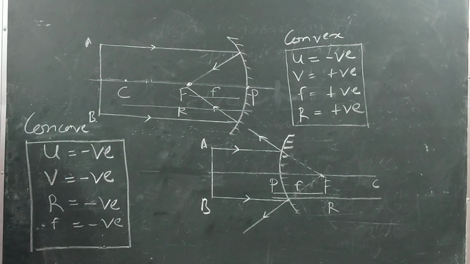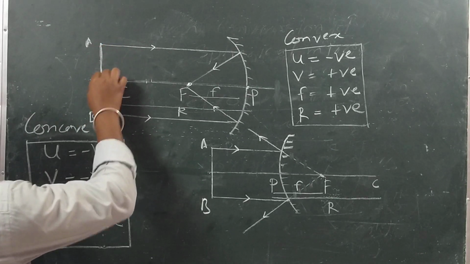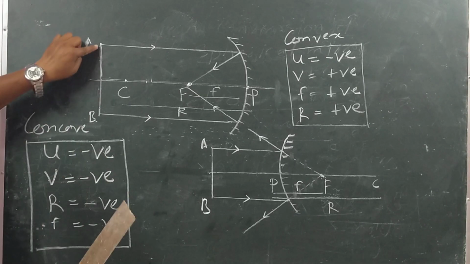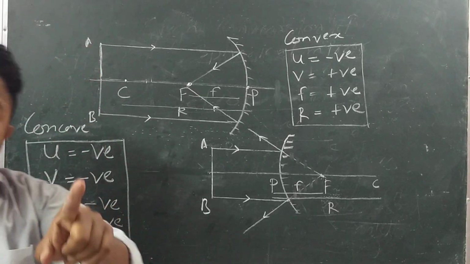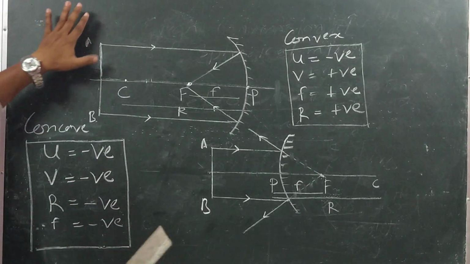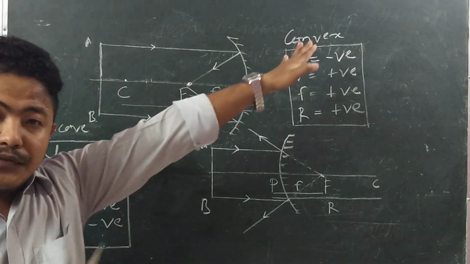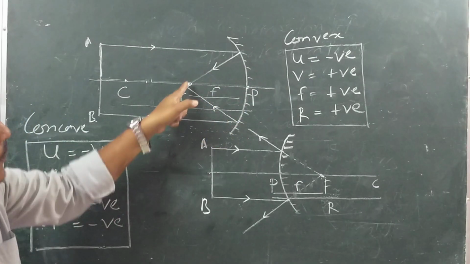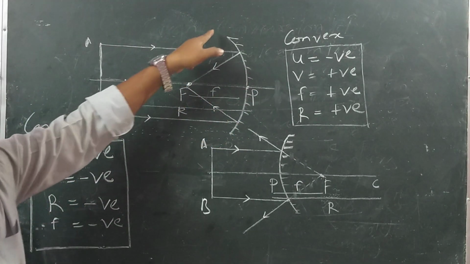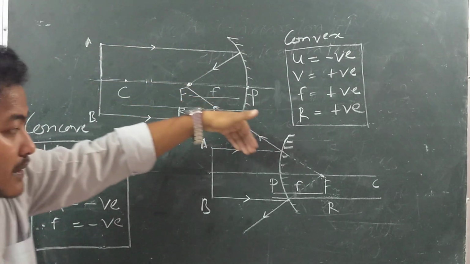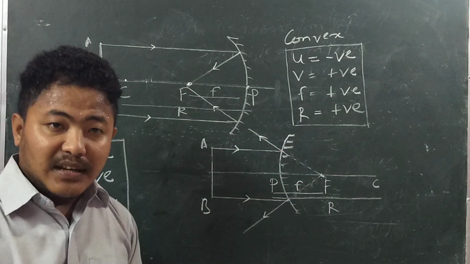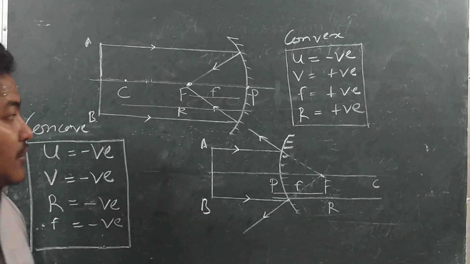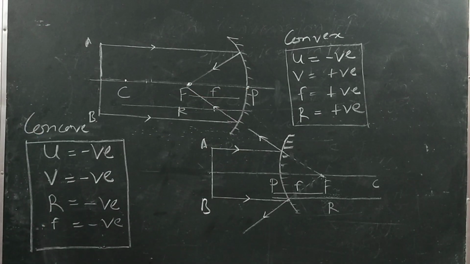One more thing: height of the object. This is the height of the object. If the height of the object is above the principal axis, it will be positive. And if the height of the image is above the principal axis, it will be positive. If the height of the image is below the principal axis, it will be negative. Okay, so these are very simple things. You can study, practice this diagram, it will be very easy for you.